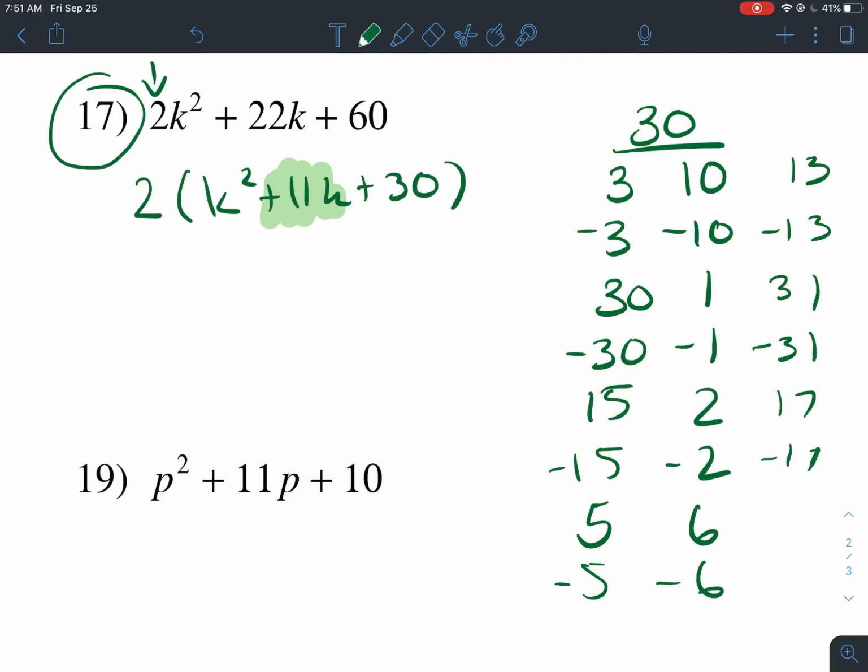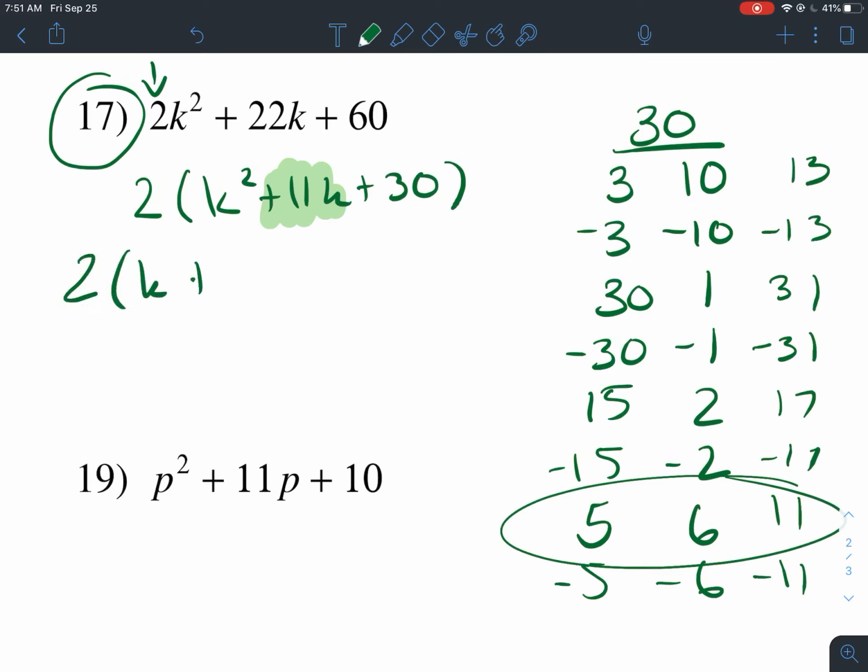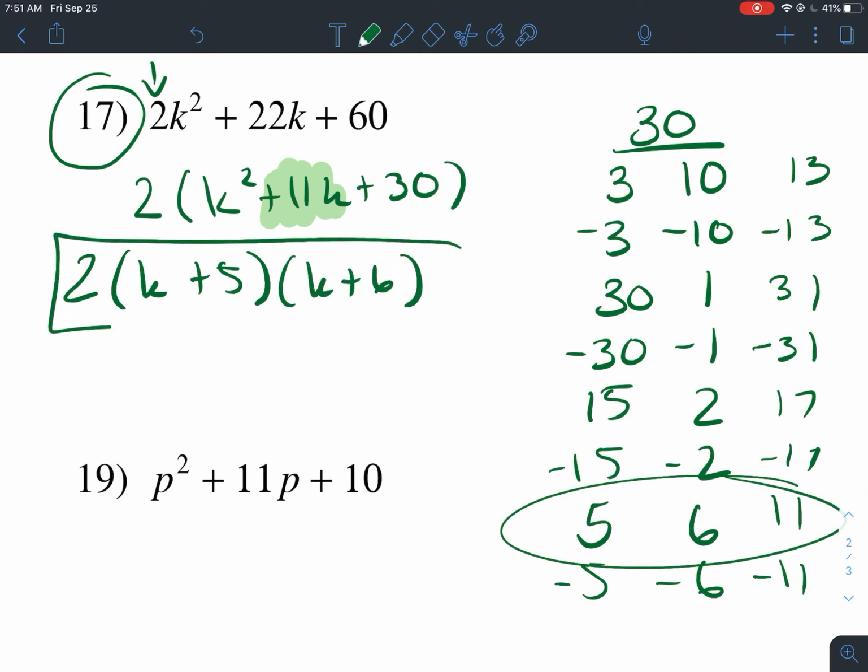All right, so these add up to 13. That's not going to work. Negative 13, 31, negative 31, 17, negative 17, 11. Look, we got our 11, right? So we could go ahead and factor. So we've got 2 times k plus 5, k plus 6.